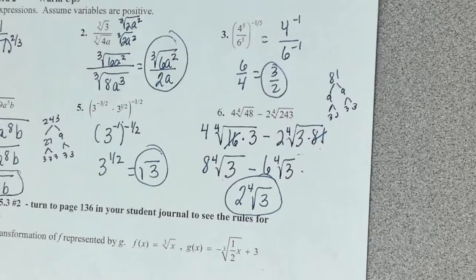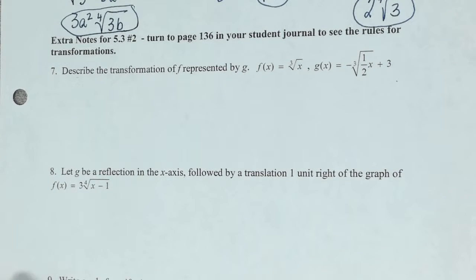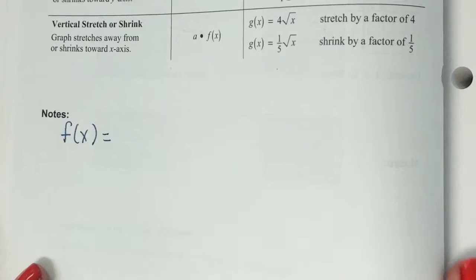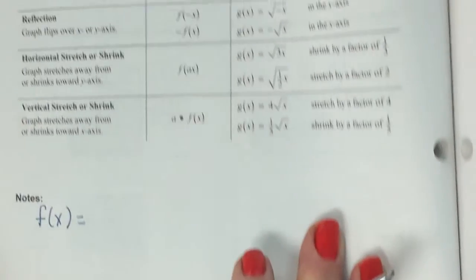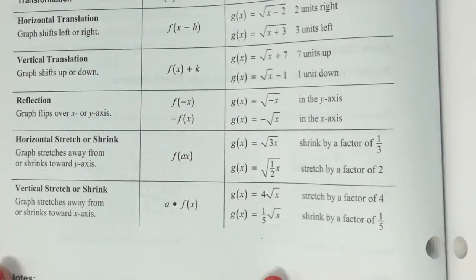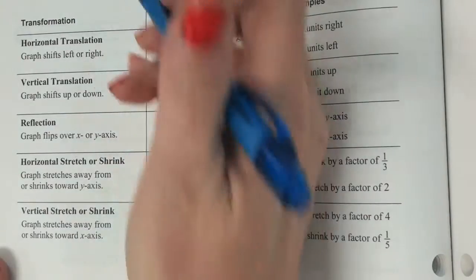Very good. All right, so now we're going to come down here, and I want to talk about transformations. And I'd like you to open your student journal to page 136. And before we do the problems on the paper, I want to talk a little bit more about these rules. And there are actually 3 that I think are the most difficult ones.